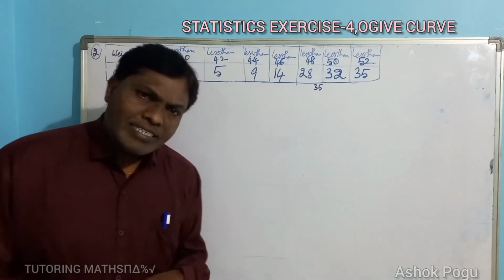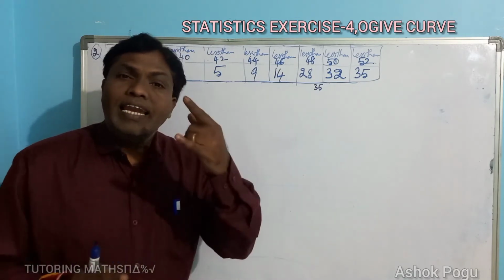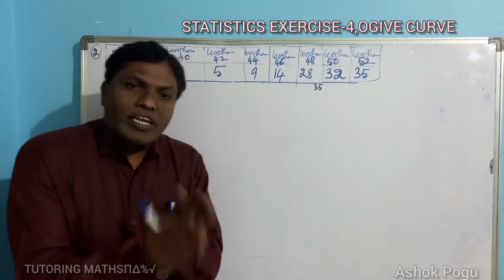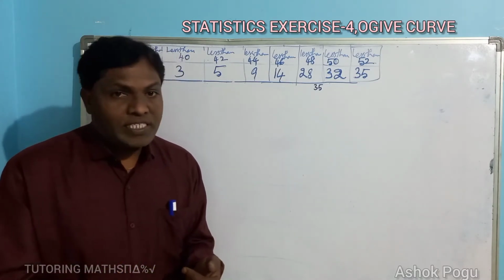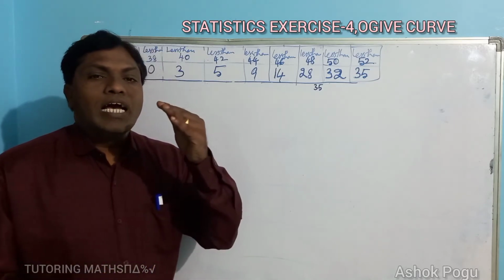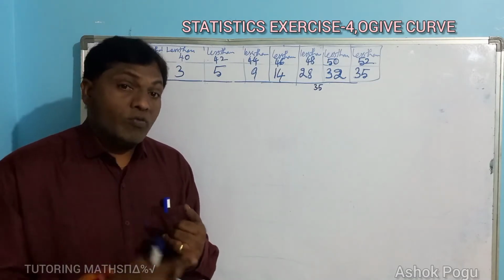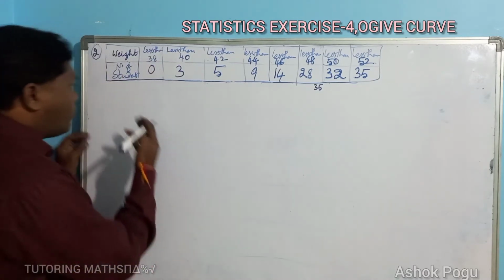What do we call that? Less than type Ogive curve. That is also called the less than cumulative frequency curve that we are going to draw. And we require class interval, frequency and cumulative frequency. Cumulative frequency means less than, which means upper boundary. Boundaries are also required, and those are also called limits. Let us start the problem.